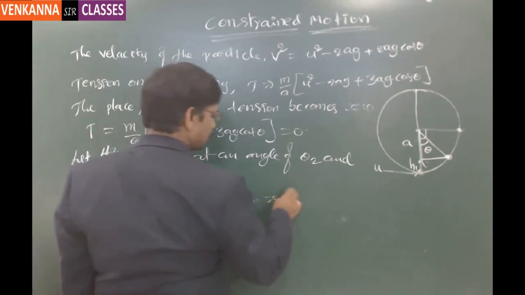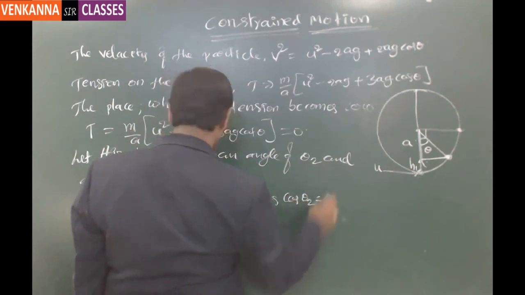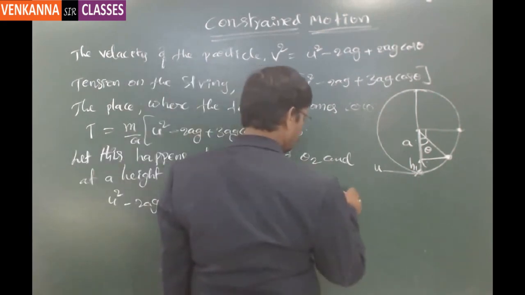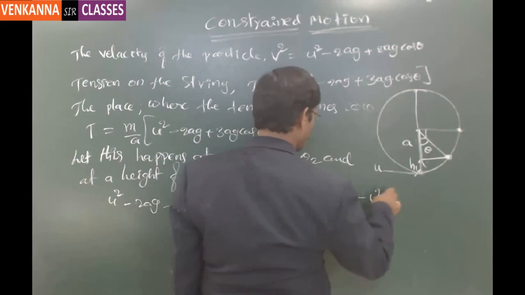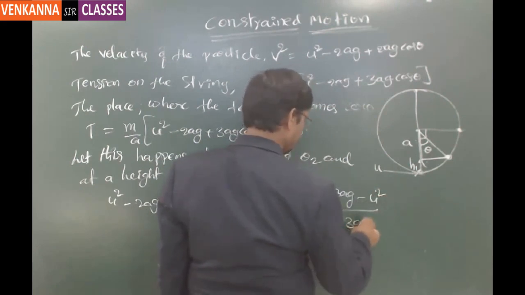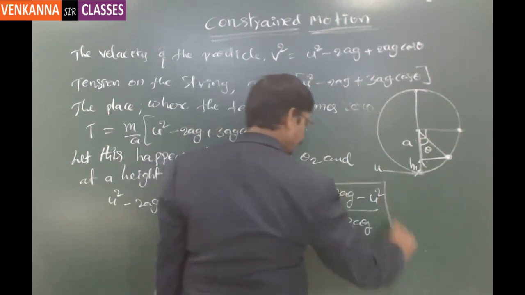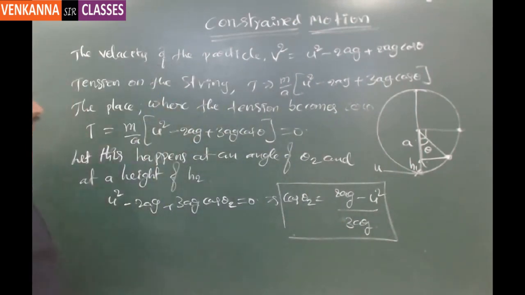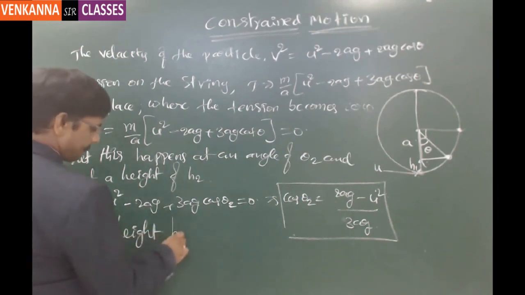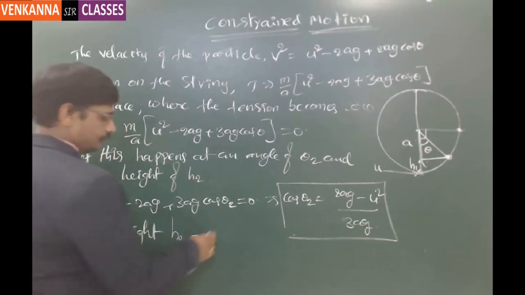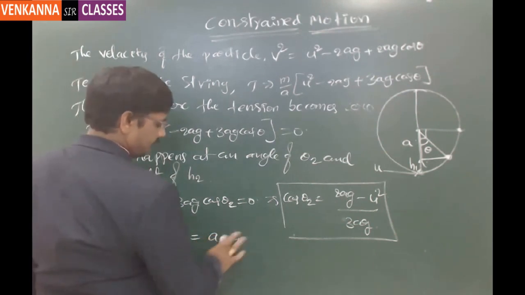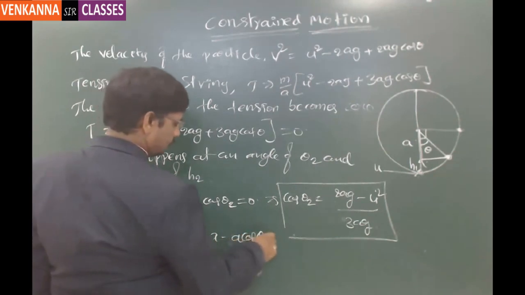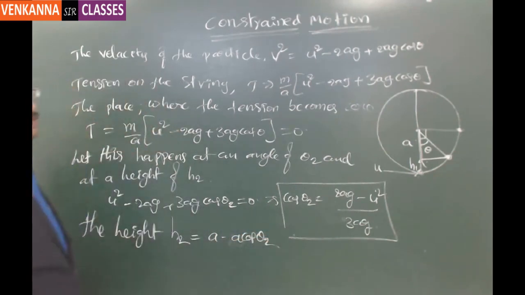It implies cos theta 2 is equal to (2ag minus u square) divided by 3ag. So this is the cos theta where the tension is becoming 0. And the height of the particle at which this tension becomes 0 is equal to a minus a cos theta 2. So this is the place actually where the tension is becoming 0.